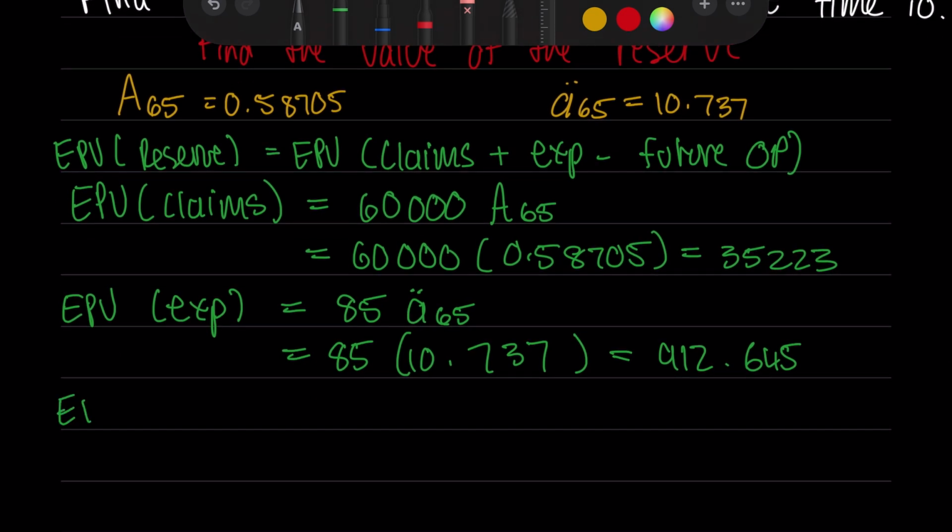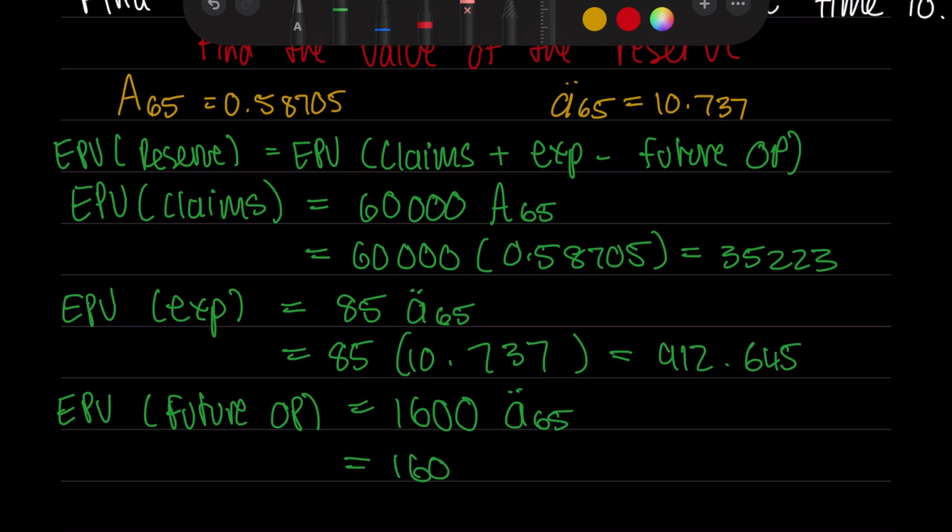And cool, lastly is going to be the EPV of our future office premiums that we're expected to receive. Not 85, 1.6 dollars. Looking at dollars. Capital A. No, not capital. What's going on? Small a. If you don't understand why we're using the small a and the big A, maybe refer to my previous video where we introduced these notations. We've got the small a value 10.737. Pop this in a calculator.